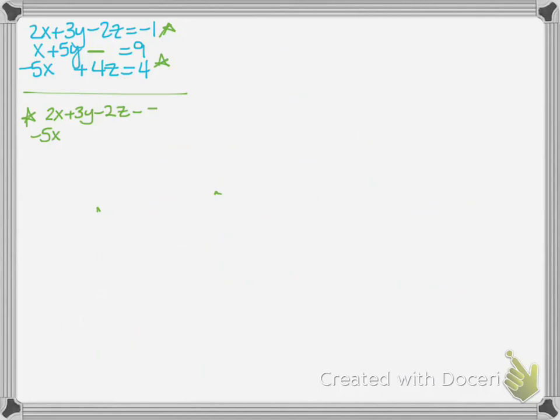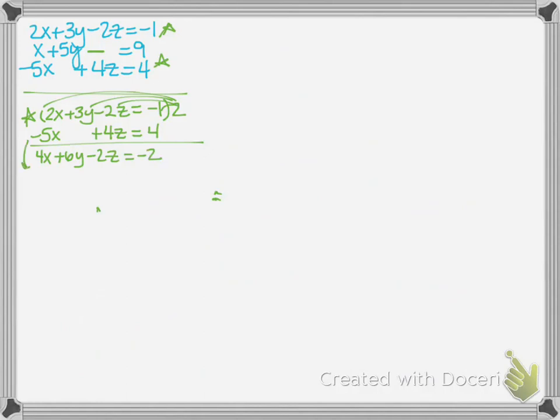Negative 5x plus 4z is equal to 4. Okay, so right now I want to eliminate my z. So I'm going to multiply this top by 2. When I distribute, I get 4x plus 6y minus 2z is equal to negative 2.